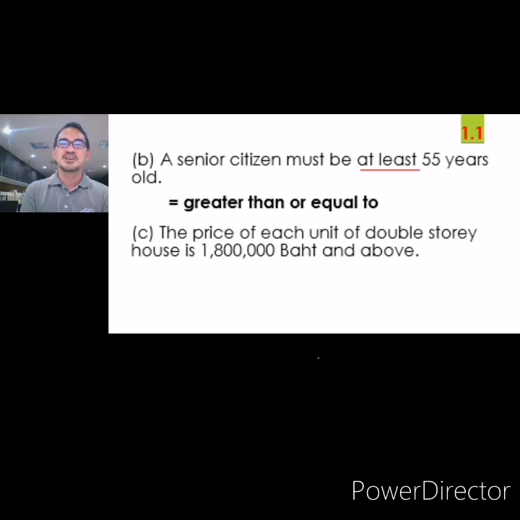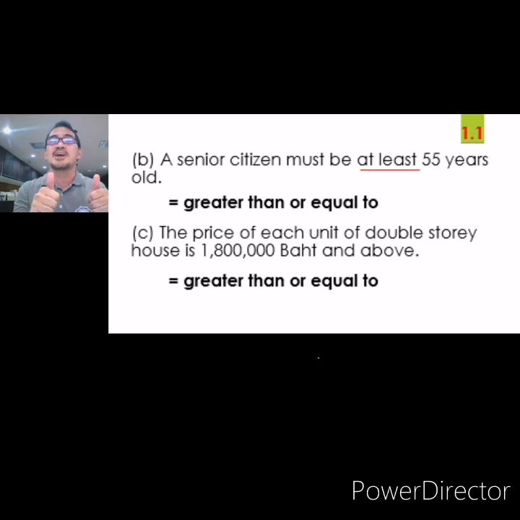Letter C. The price of each unit of double-story house is 1,800,000 baht and above. Guess. If your answer is greater than or equal to, then you are right again. The price of each unit of double-story house is 1,800,000 baht and above. The word above denotes greater than or equal to, meaning one unit of a double-story house could be 1.8 million baht. It could be 2 million baht. It could be 1.9 million baht. It could be 10 million baht.